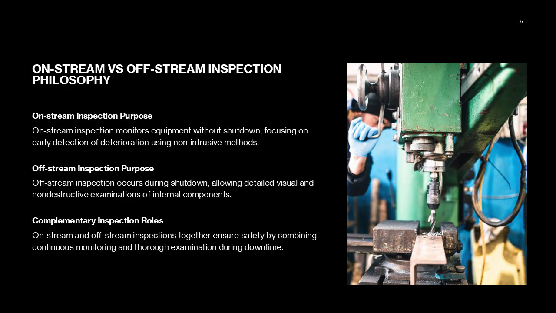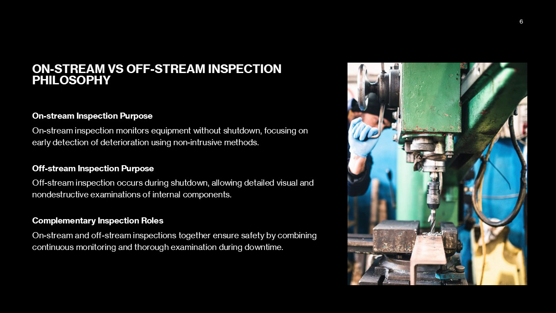On-stream versus off-stream inspection philosophy, common damage mechanisms in reactors. On-stream and off-stream inspections serve different but complementary purposes within a comprehensive inspection program. On-stream inspection refers to examinations performed while the reactor is in operation. Its primary focus is early detection of deterioration through external visual checks, monitoring of operating conditions, and non-intrusive measurements such as ultrasonic thickness readings. On-stream inspections are essential for identifying abnormal trends, verifying assumptions used in corrosion rate calculations, and ensuring that the vessel remains within safe operating limits between shutdowns.